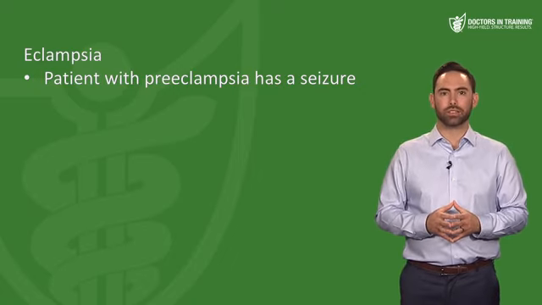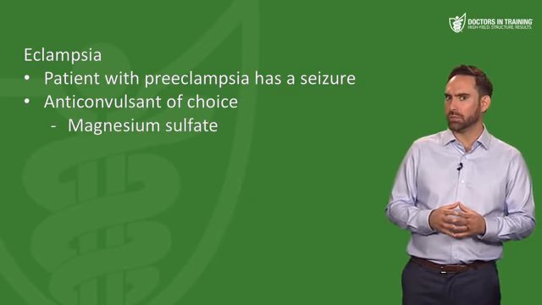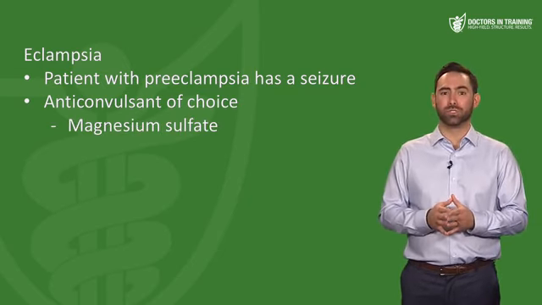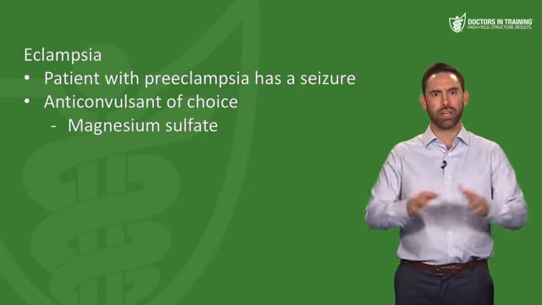This is due to CNS involvement. The anticonvulsant of choice for this is magnesium sulfate. So this is different from other seizures. With eclampsia, use magnesium sulfate to terminate the seizure. The management is generally the same for severe preeclampsia, HELLP syndrome, and eclampsia.